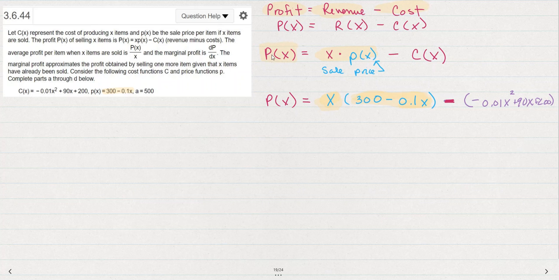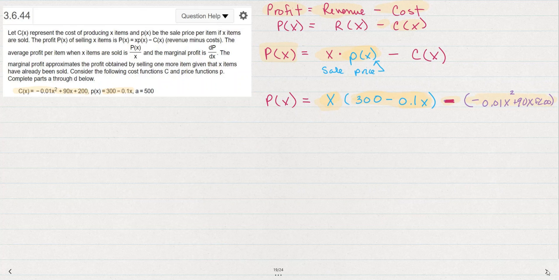This is profit with a capital P. This is price with a lowercase p. We have our revenue minus the cost. So minus the negative 1/100th times x squared plus 90x plus 200.